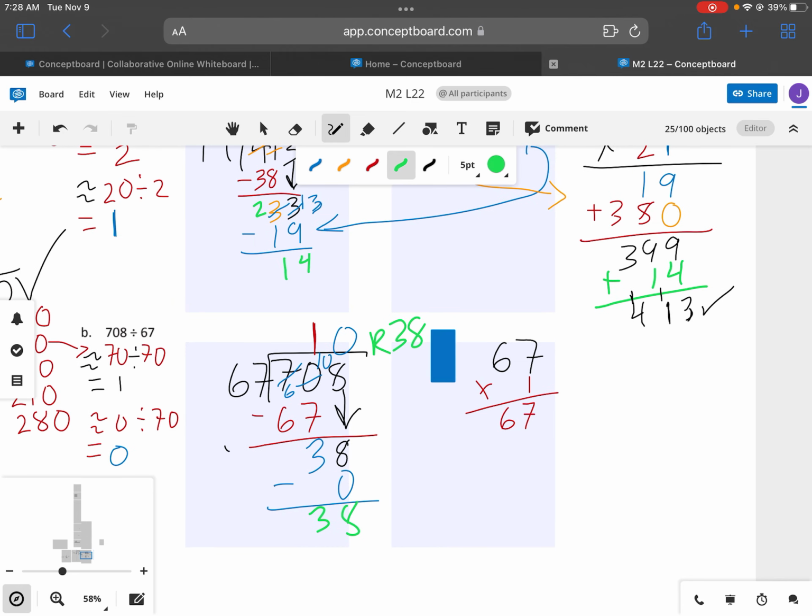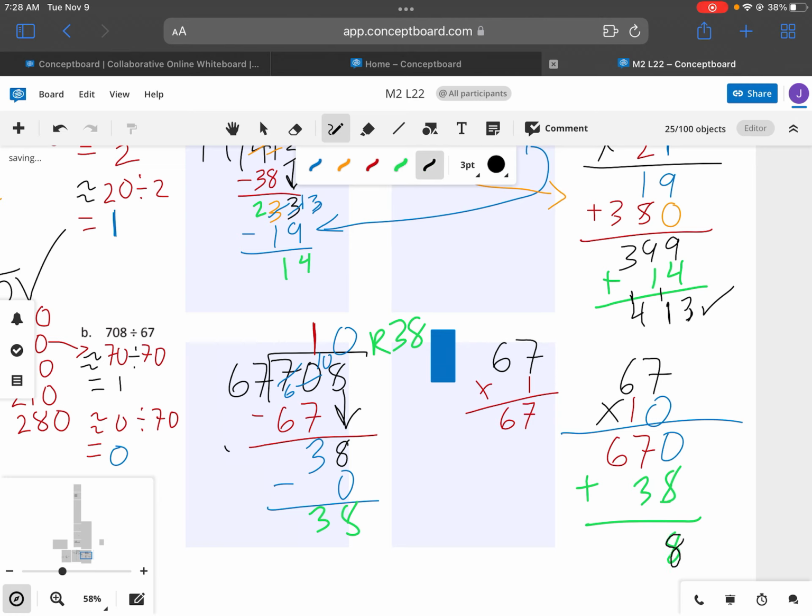This is going to be easy to check because what we're doing is 67 times 10. Hopefully you see, without even me doing it, that the answer is 670. Then I'm going to add my 38. That gives me an 8 here. And 7 plus 3 is 10. And then I have 6 plus 1 is 7. So that's my 708. So I hope that's helpful.